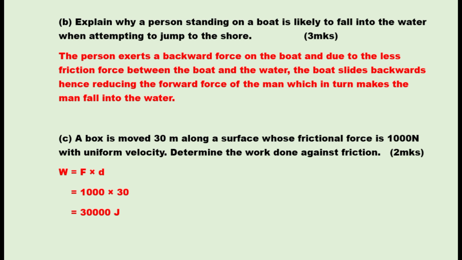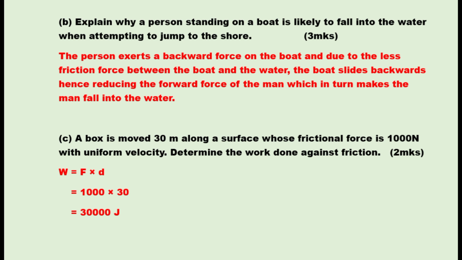A box is moved 30 meters along a surface whose frictional force is 1000 Newton with uniform velocity. Determine the work done against friction. So you're given the force, you're given the distance, and you find the work done against friction.